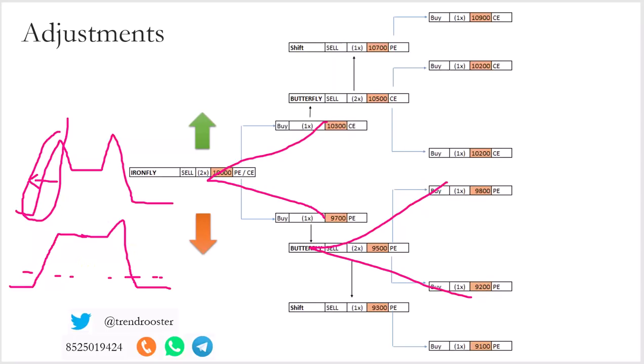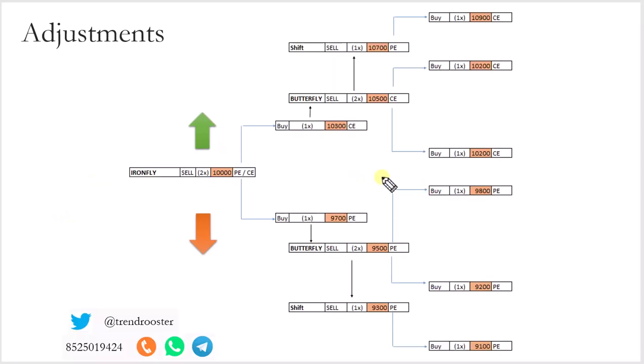Same thing here when the market moves upside. This is our primary iron butterfly. When the market moves upside, you will be adding another call butterfly on that side after 200 points, and for anything further, you will be shifting this credit spread with the move. That's what this example says. So this is a very detailed explanation of a tree model.